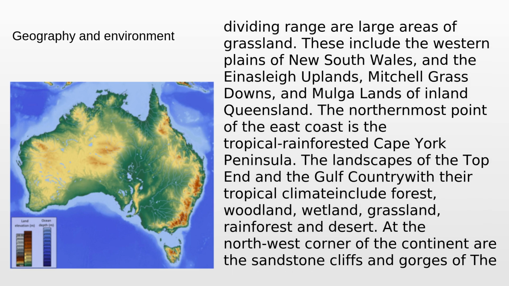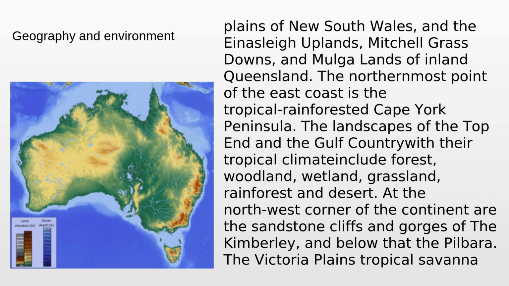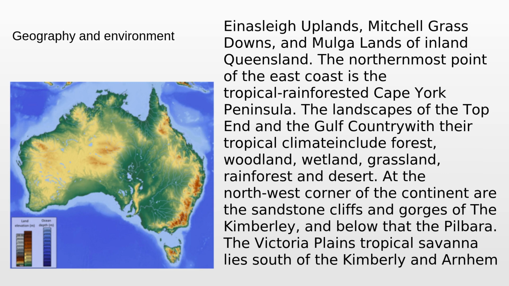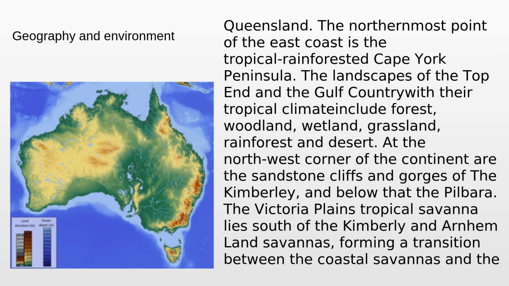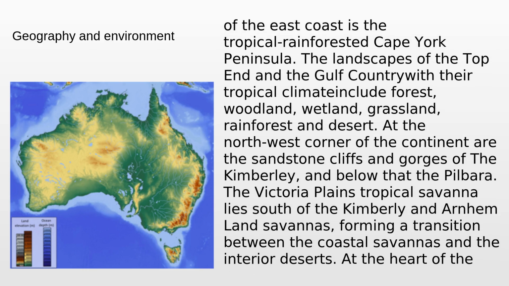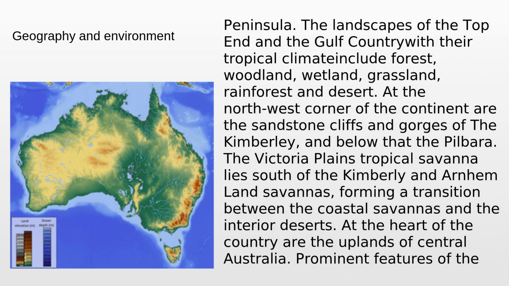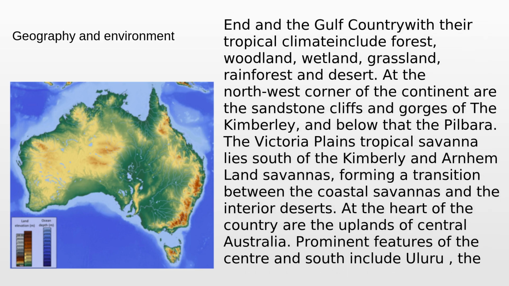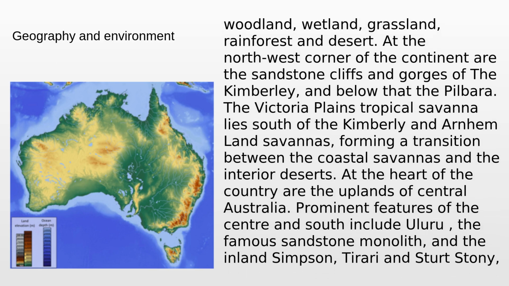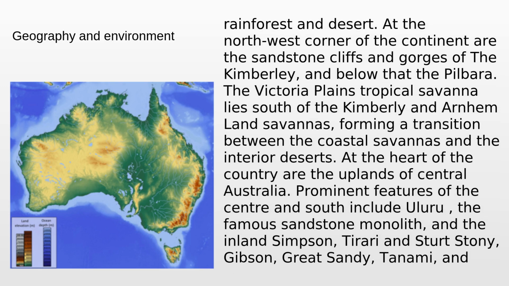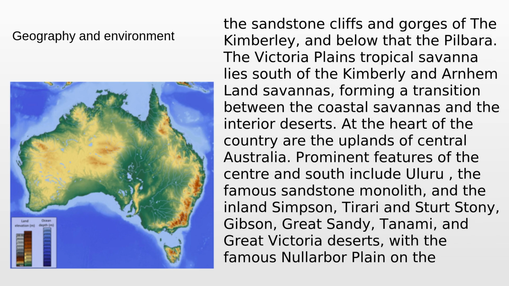The name is not strictly accurate, because parts of the range consist of low hills, and the highlands are typically no more than 1,600 metres, 5,249 feet, in height. The coastal uplands and a belt of brigalow grassland lie between the coast and the mountains, while inland of the Dividing Range are large areas of grassland. These include the western plains of New South Wales, and the Annesley Uplands, Mitchell Grass Downs, and Mulga lands of inland Queensland. The northernmost point of the east coast is the tropical rainforested Cape York Peninsula.